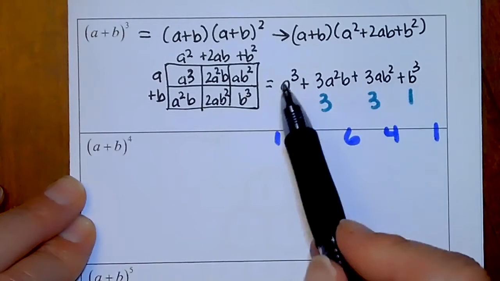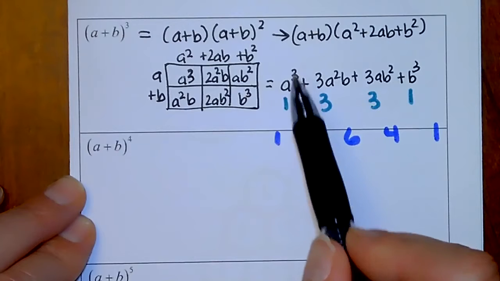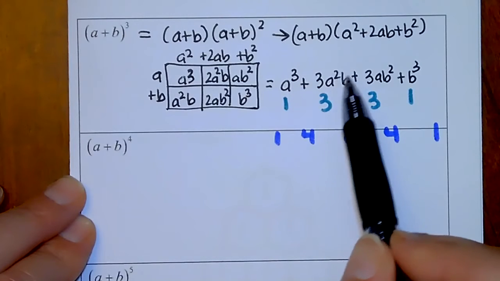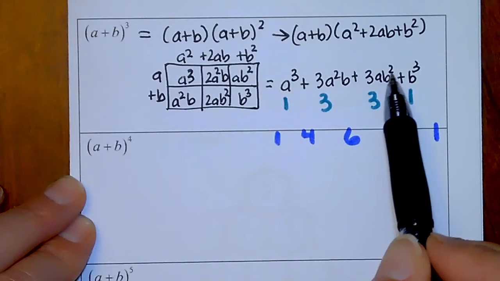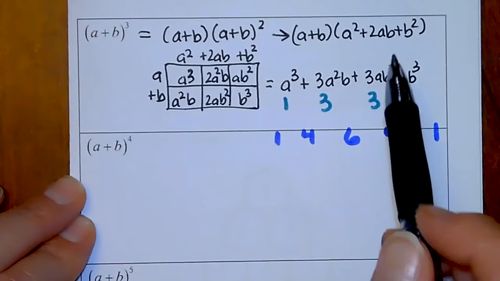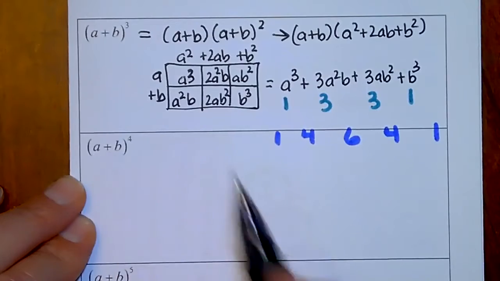Something else to pay attention to. This is a power of 3. 2 plus 1 gives you a power of 3 when you add them together. 1 and 2 makes 3, and 3. That will always be the case when you have just an a plus b.